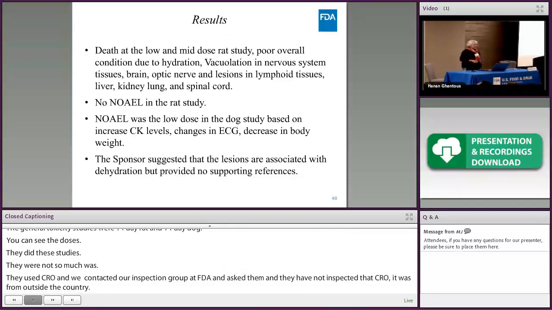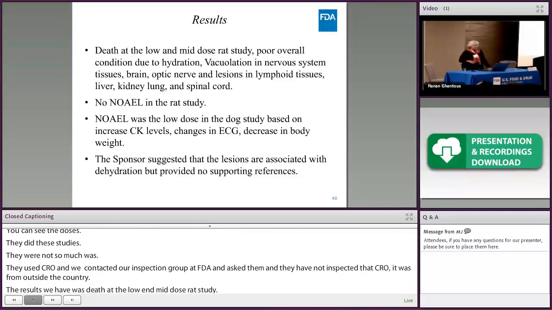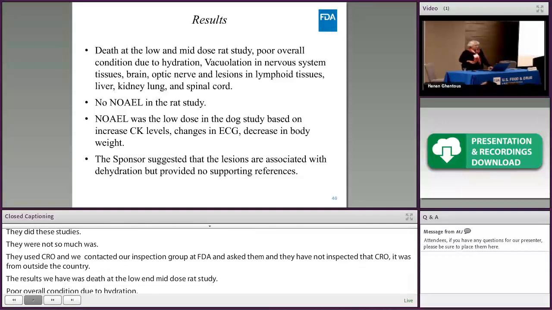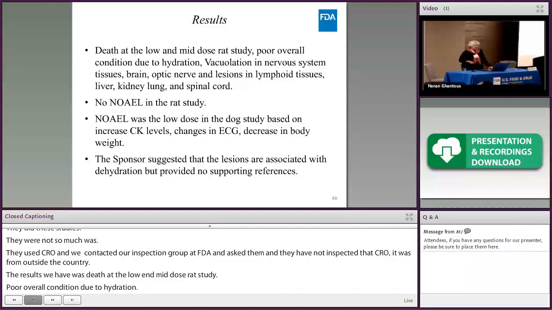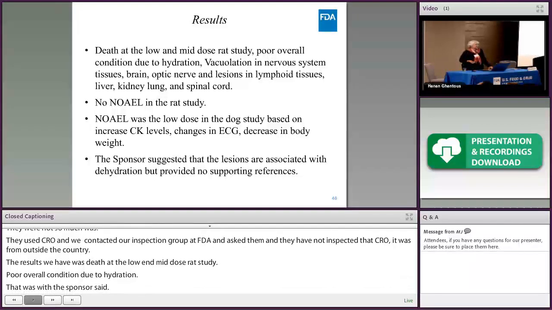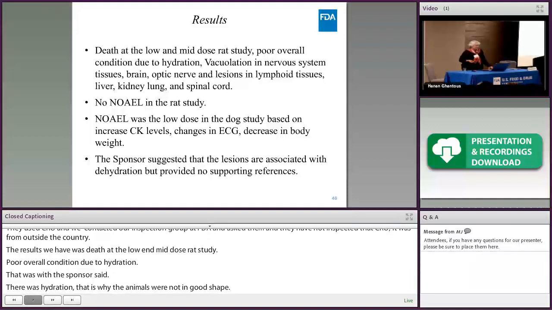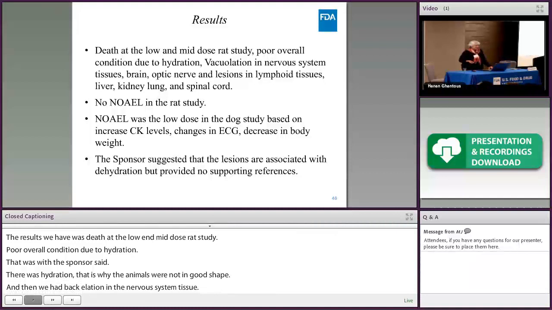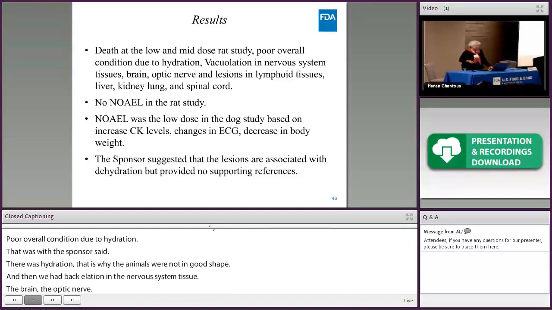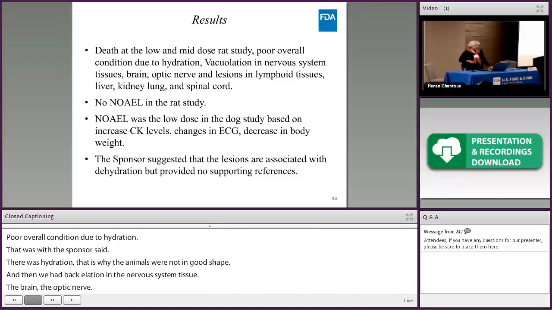So the results we had was death at the low dose and the mid dose in the rat study, poor overall conditions due to hydration. That was what the sponsor said. There was hydration, that's why the animals were not in good shape. And then we had vacuolation in the nervous system tissue, the brain, the optic nerve, and lesions in the lymphoid tissues, liver, kidney, lung, and spinal cord. So there was no NOEL in the rat study.